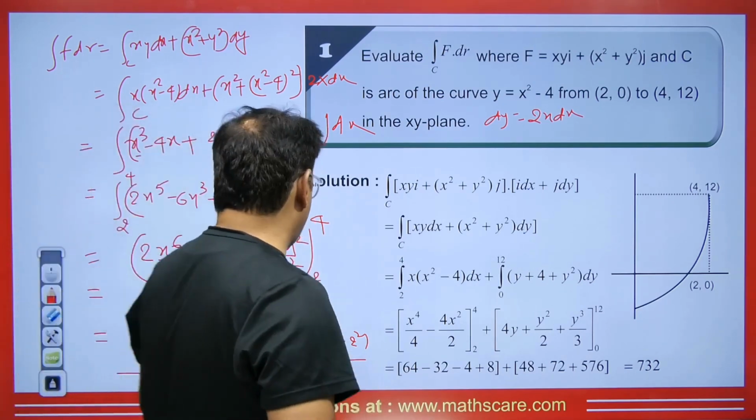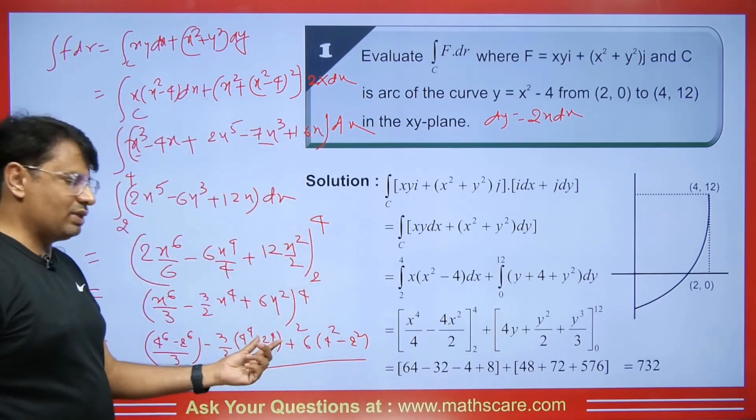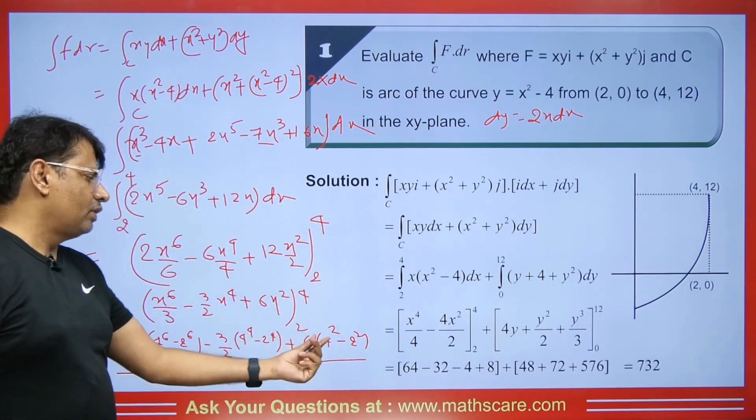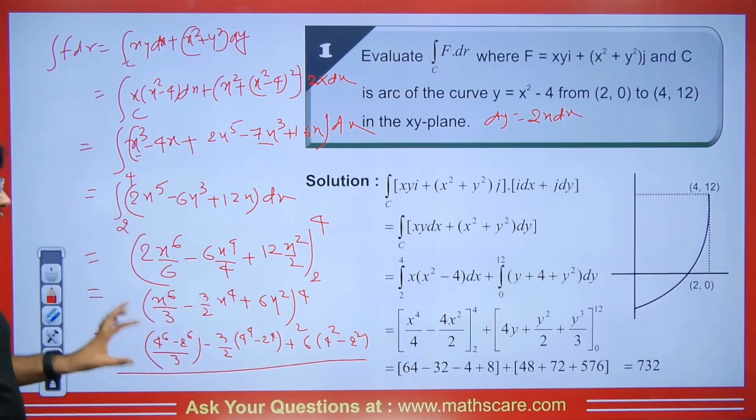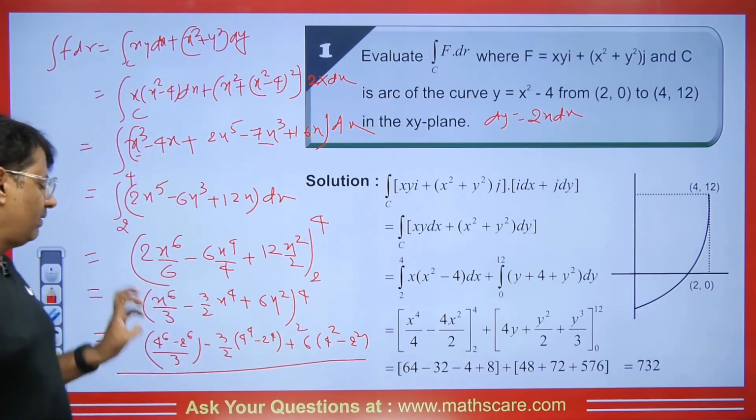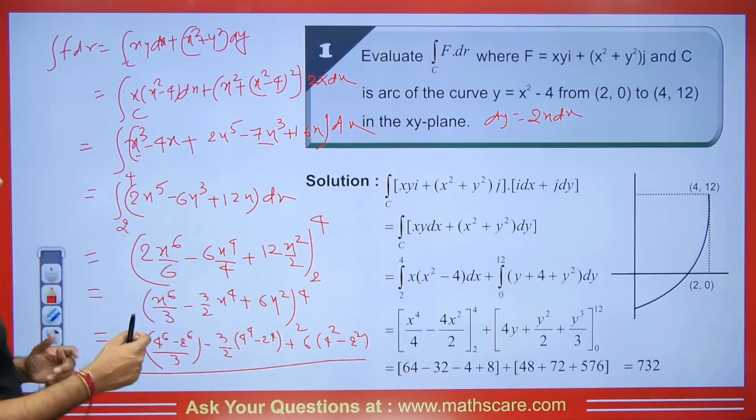Don't take the common factor, because if you do a square minus b square, a plus b into a minus b, we will get 4 square minus 2 square, and we'll also get that here. So do one thing, it's better to simplify this. I'll show how it works when you solve after simplifying this.